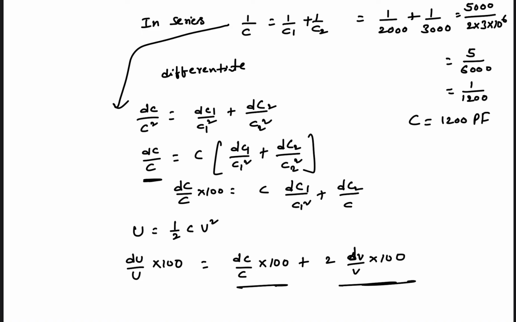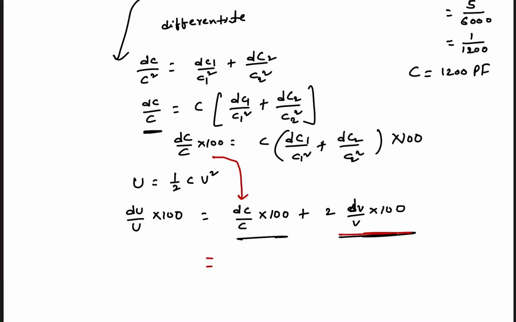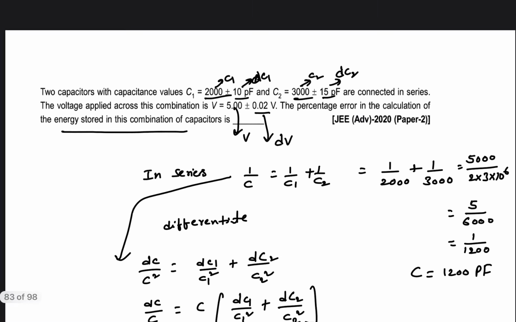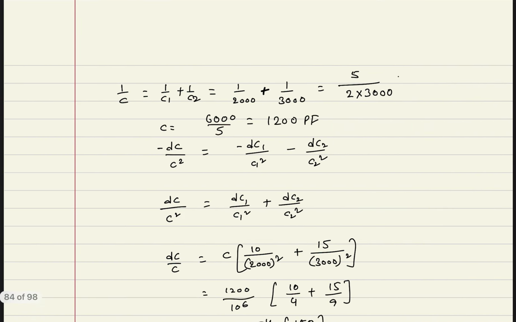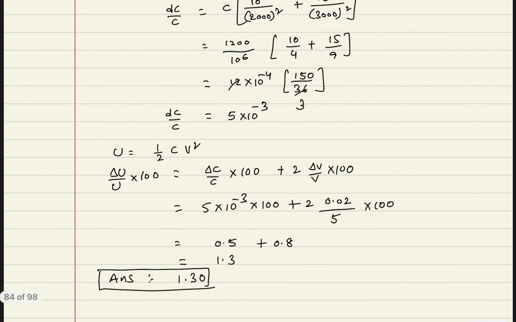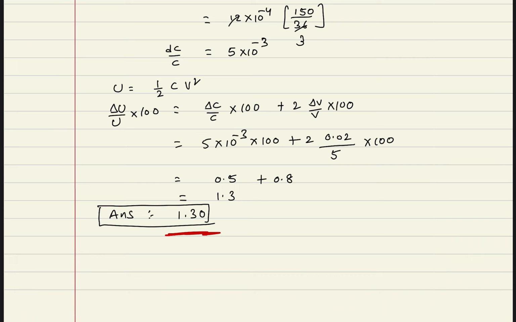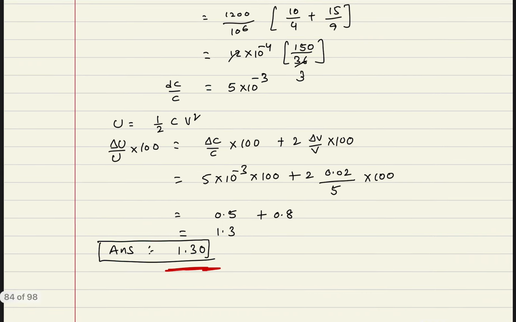V value is given, dC by C we will calculate from here. dC by C into 100 is equal to C into (dC1 by C1 square plus dC2 by C2 square), the whole thing into 100, you will write. If we substitute the values here, the capacitance and the voltage value they have given, you will get the answer.